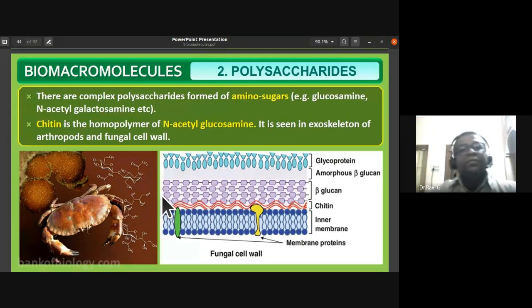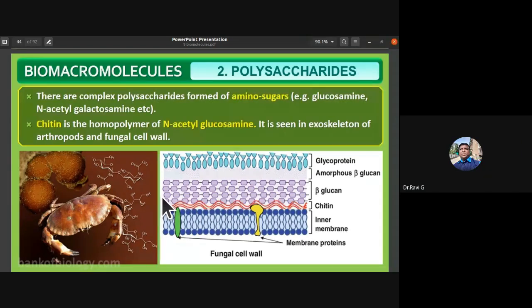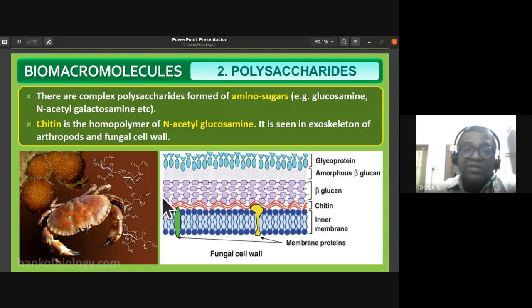So these are complex polysaccharides formed of amino sugars. Examples are glucosamine, N-acetyl galactosamine. So they're all complex polysaccharides. Chitin is the homopolymer of N-acetyl glucosamine. It is seen in the exoskeleton of arthropods and fungal cell wall.